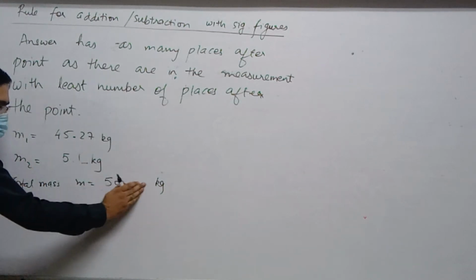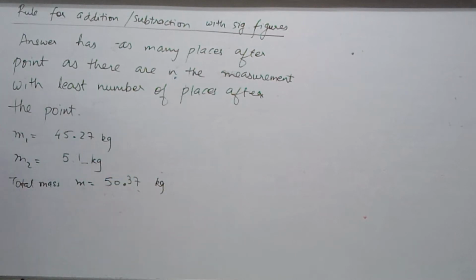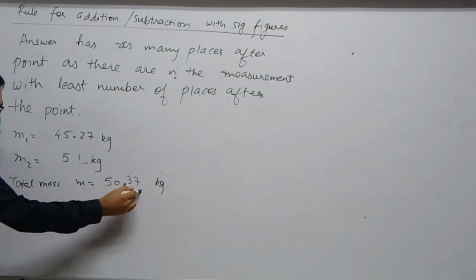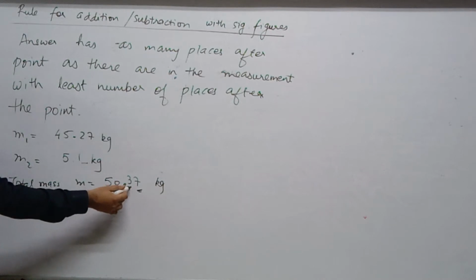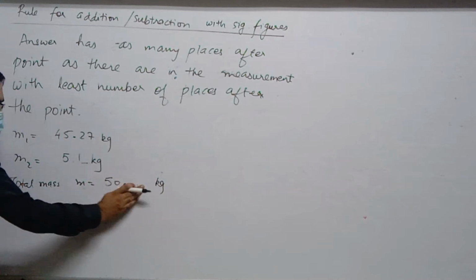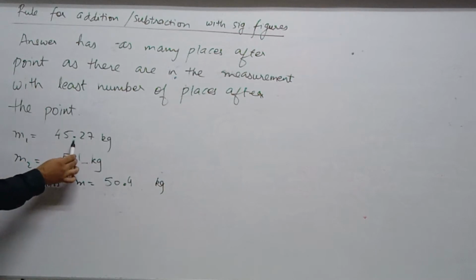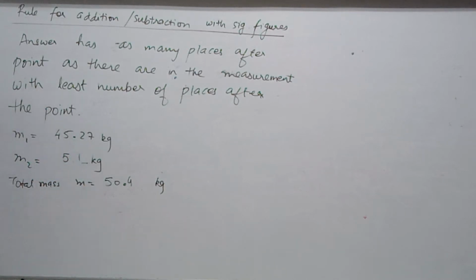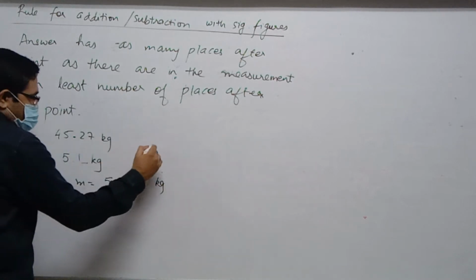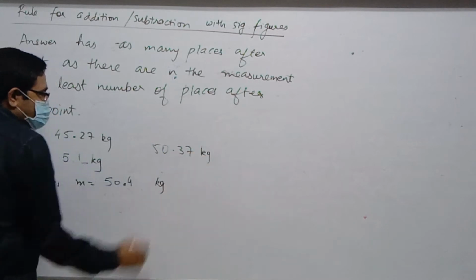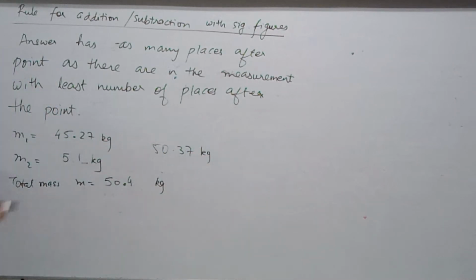So you can round it up. If it is 37, we don't want to write the 4th digit, we just want to write till here. If I round it off, 37 is close to 40 or 30? 40. So magically the addition of 45.27 and 5.1 according to the rules is 50.4, not 50.37. Let me just write 50.37 over here for your reference. It was actually 50.37, but then we use this rule.